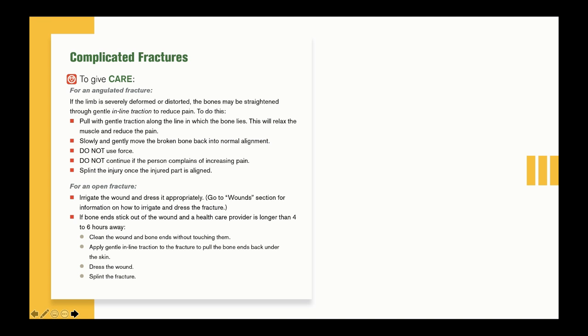If there is any sort of complicated fracture, something that you don't feel like you can secure properly, okay, pull gentle traction along the line of the bone. This will relax the muscle. There's a video of this online to make sure that you do this correctly. But what I want to remind you here is do not use force. If it doesn't happen easily, don't do it. Don't cause a bigger problem than there already is, okay? Do not continue if the person complains of increasing pain. Splint the injury once the injured part is aligned.